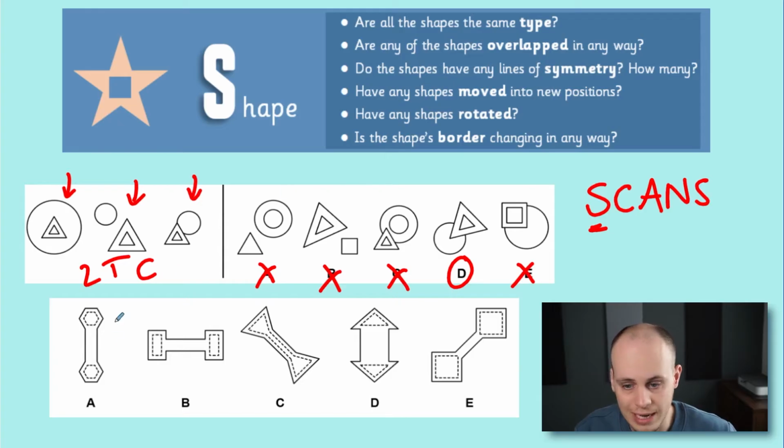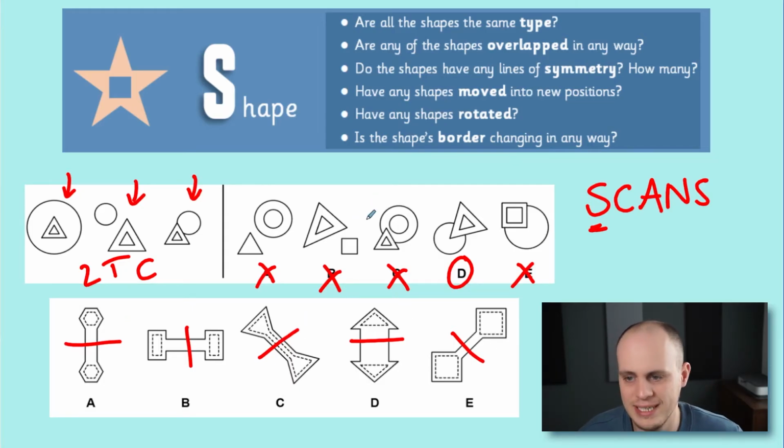All right. Are any of the shapes overlapped? No, there's no overlapping. Any symmetry? Well, yeah, kind of, but they all have symmetry. All of these shapes are symmetrical, so it doesn't really help us. If one wasn't, then maybe it'd be the odd one out. The rotation doesn't matter because there's not four that are rotated in the same way. That doesn't really make sense for this question.